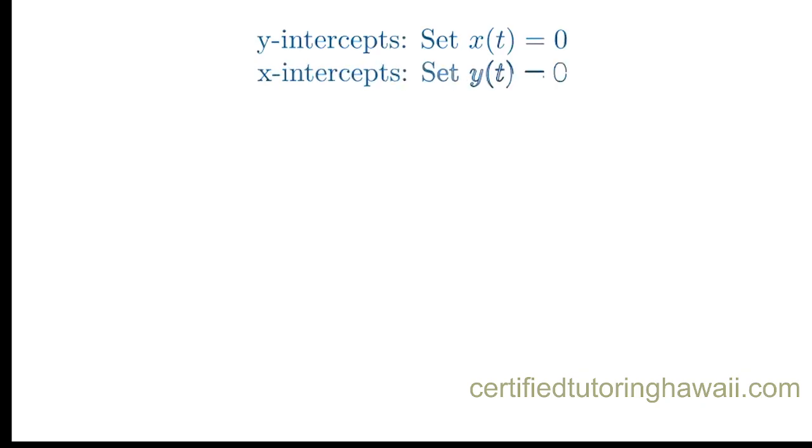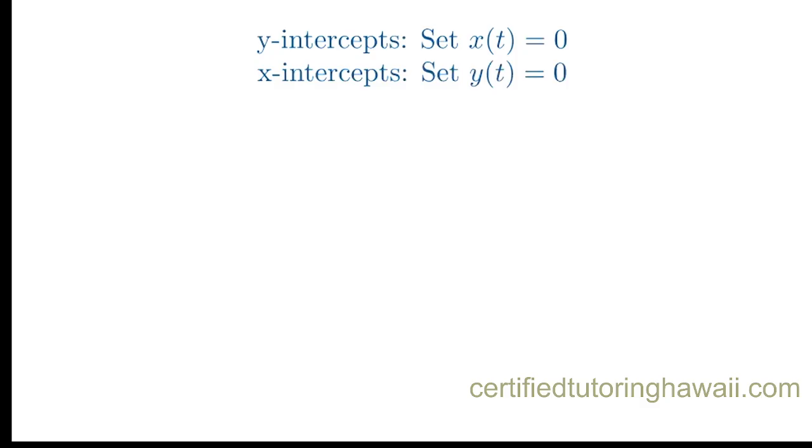Finally, let's learn how to find the x and y intercepts of a particle's path. These are the points where the path crosses the coordinate axes. The logic is straightforward. A point is on the y-axis when its x-coordinate is 0, and it's on the x-axis when its y-coordinate is 0. Therefore, the y-intercepts occur when x of t equals 0, and the x-intercepts occur when y of t equals 0.